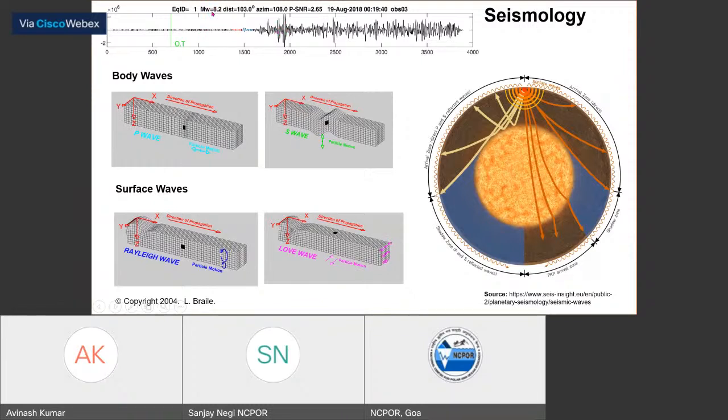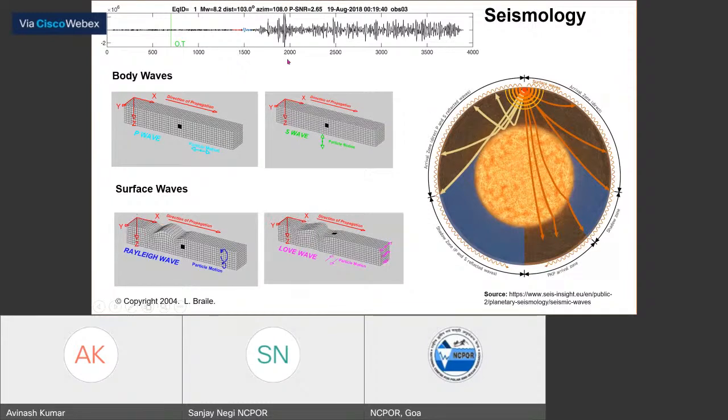This is a moment magnitude of 8.2. This is a quite large earthquake, a great earthquake, which occurred at a distance of 103, somewhere around 13,000 kilometers, and the azimuth, the direction, is 108. So we can observe the P waves over here, but overall what we see is it is not quite as visible as compared to the large earthquake magnitude. Such kind of data should be expected by the users when you work with the ocean bottom seismometers.